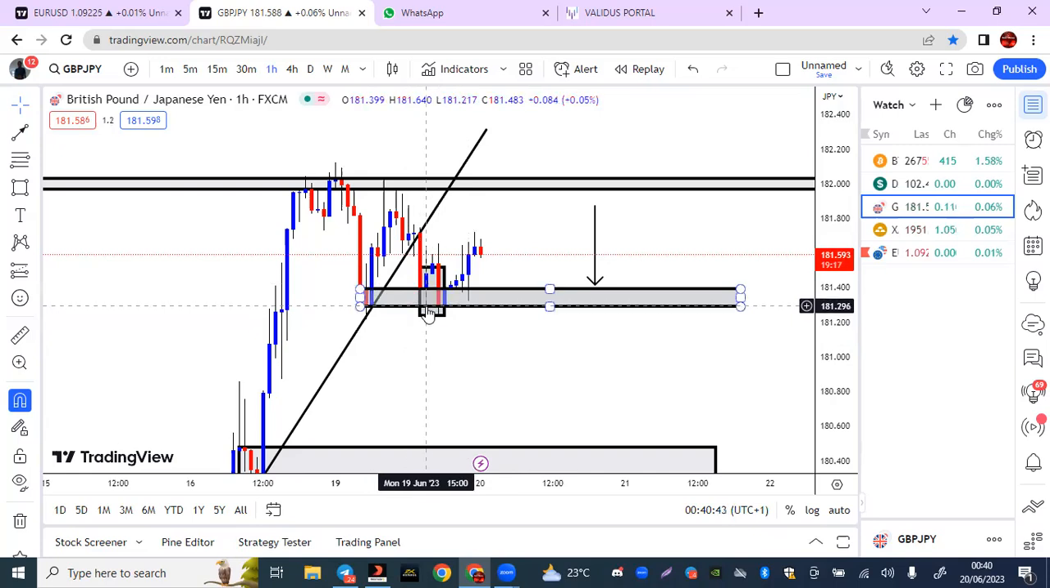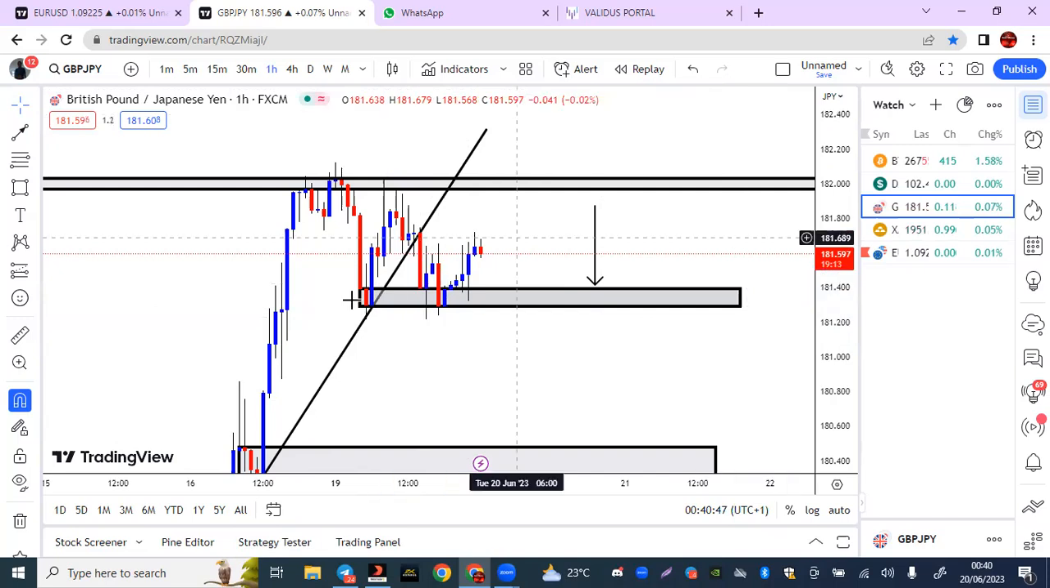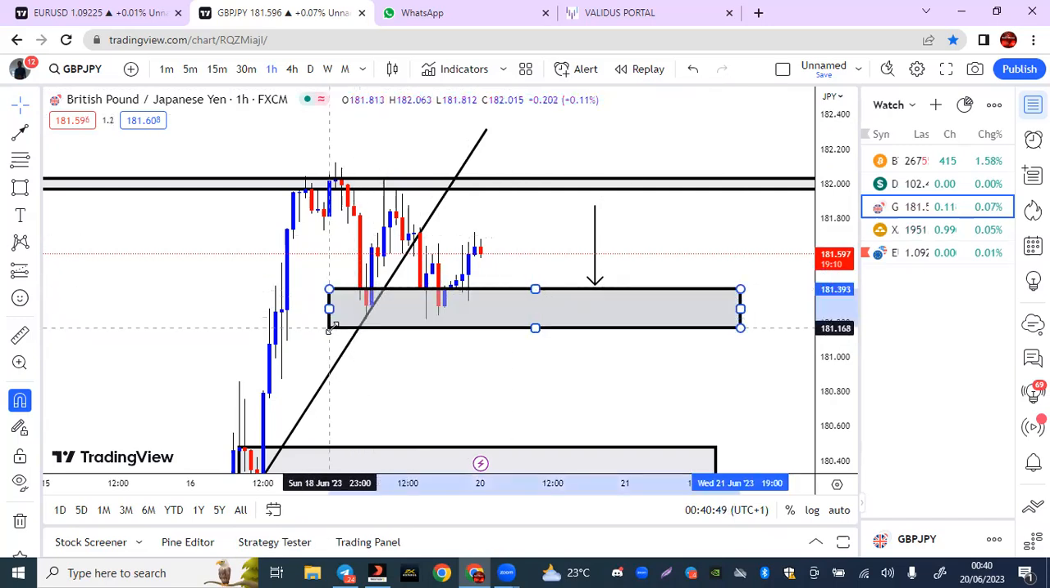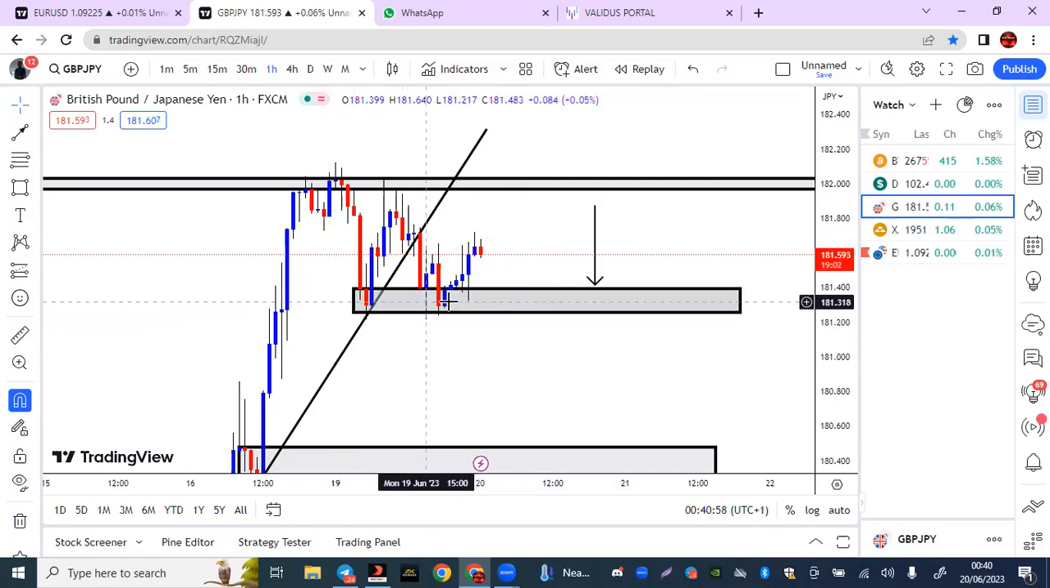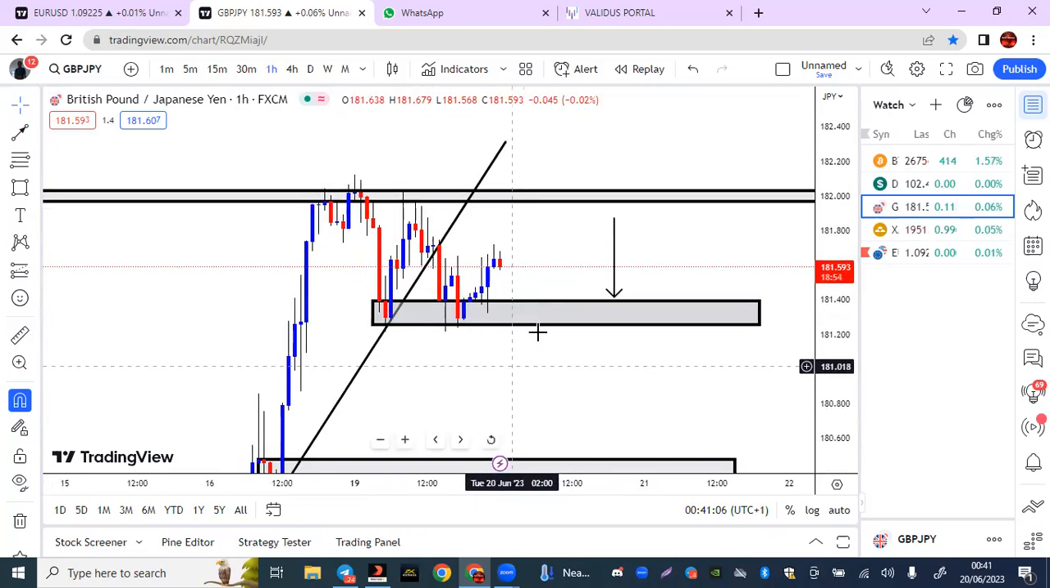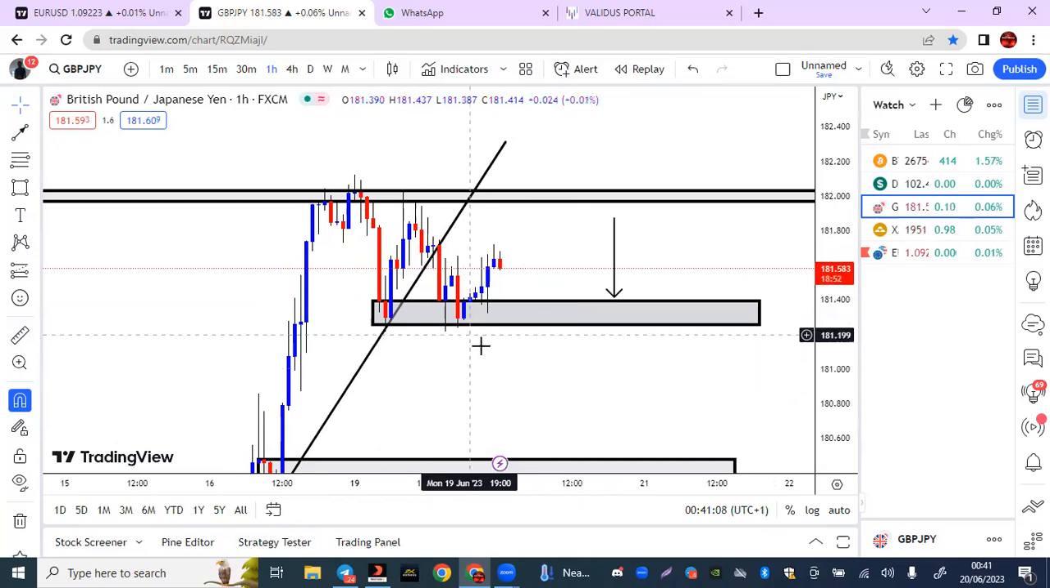Now, if you notice here, we have the wick. The wick was below this zone. This is the zone we're looking at here. In fact, because price is above, we look at the wick as well. This is the zone we're looking out for. You can see price wicked just below it, but we don't have a full candle close below it. So we cannot say that this particular pair is a downtrend yet based on the 1 hour time frame.